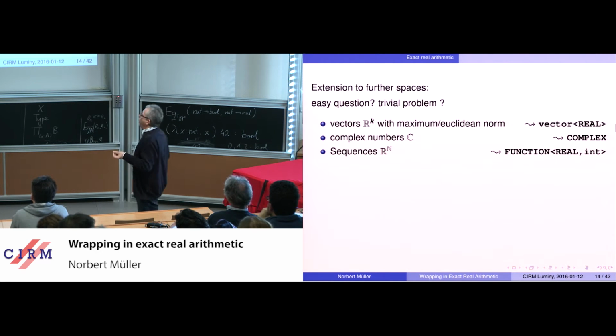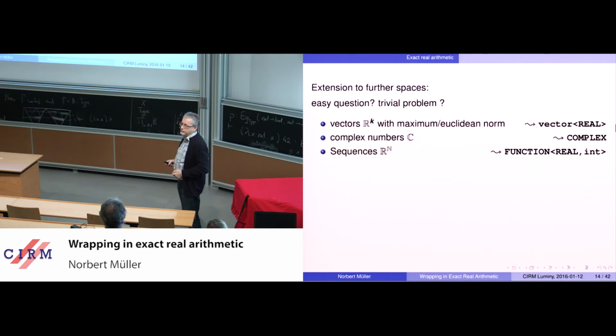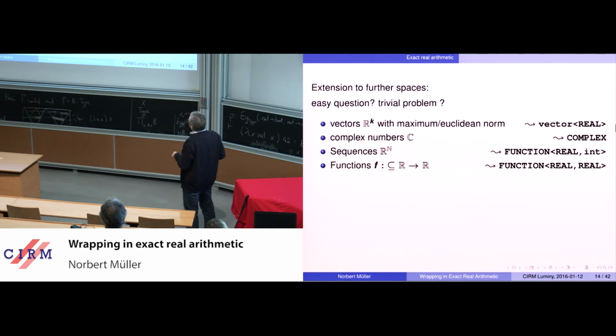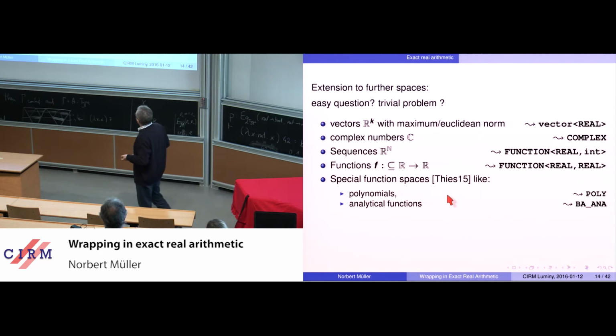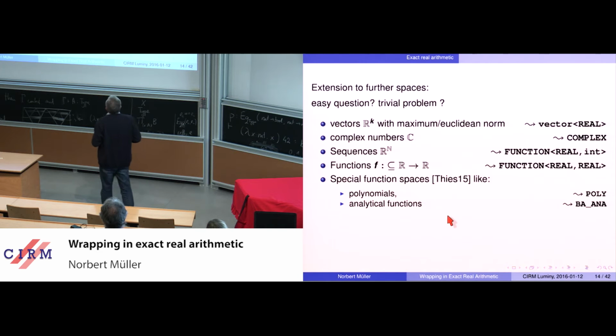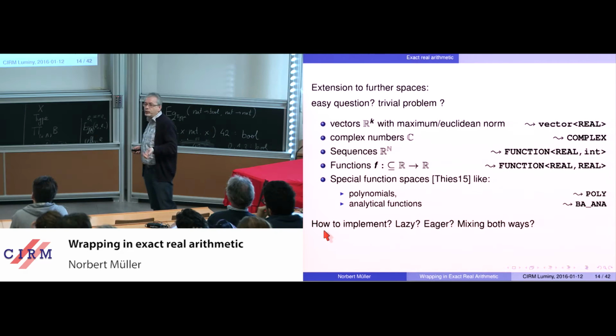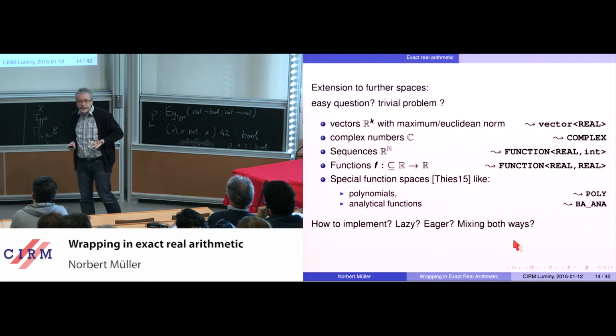In C++, we have some possibility to define functions, or you have functional languages. It's not essentially a problem. We can have functions from R to R, maybe partial functions, or we could have polynomials, we could go to analytical functions, whatever you want to do. And so we want to have more than just the real numbers. And the question is how to implement. Lazy, eager, or perhaps mixing the things.